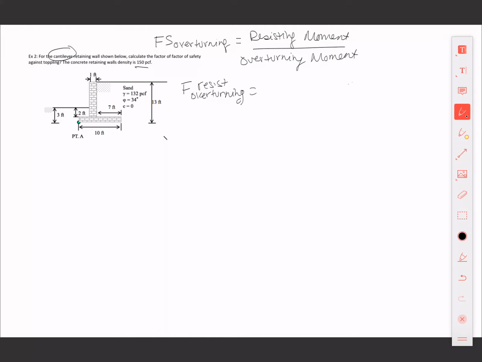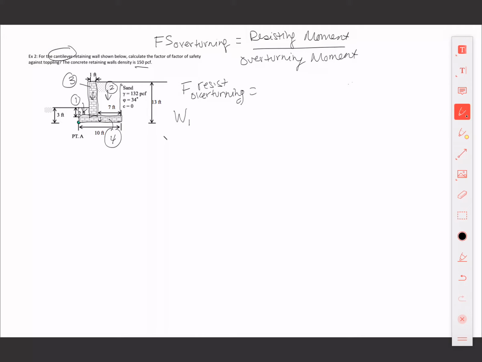So in that case, we have different sections of our wall here that are going to be resisting from their weight pushing down. And then we also have the soil here that has some overturning resistance, and the soil here that is also overturning. So we're going to label each of these sections. So we'll call this section 1, this section 2, this section 3, and this section 4. And we're going to calculate the weight for each of those sections.